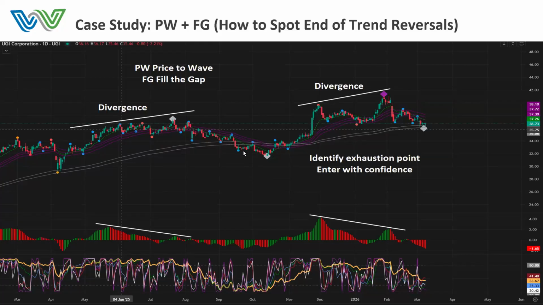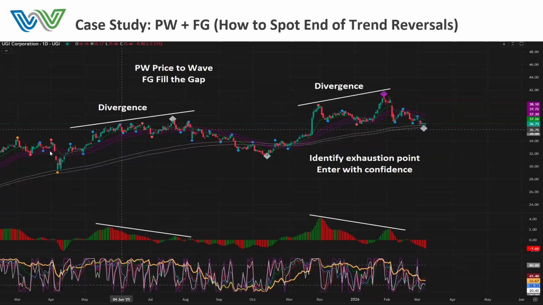So this is a daily chart. Now this is from our dashboard scanner. And the dashboard scanner is an end of day scanner. So this is a daily chart. Now, the price to wave fill the gap. Let's start on the left side of the chart and just talk our way through it.